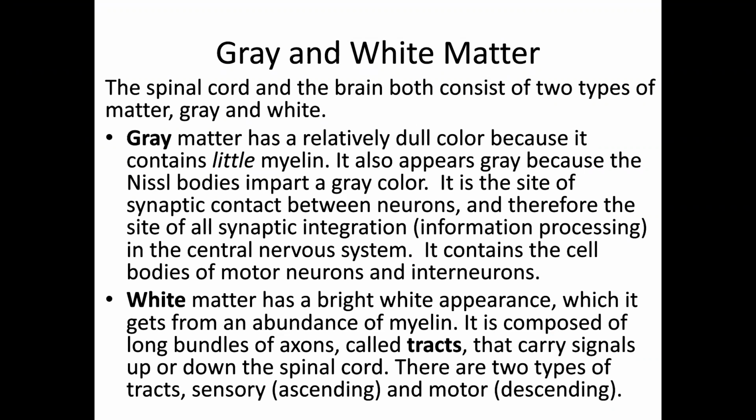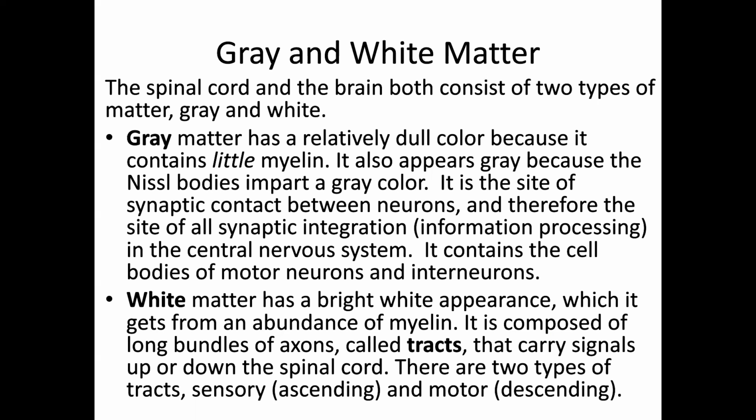Now, we also talked in our last lecture about gray and white matter. Gray and white matter are found both in the spinal cord and the brain. We basically know all this, but I'll go ahead and read it anyway. Gray matter has a relatively dull color because it has very little myelin. It also appears gray because of what we call Nissl bodies, which are the organelles of these cell bodies, and they are what impart that gray color.